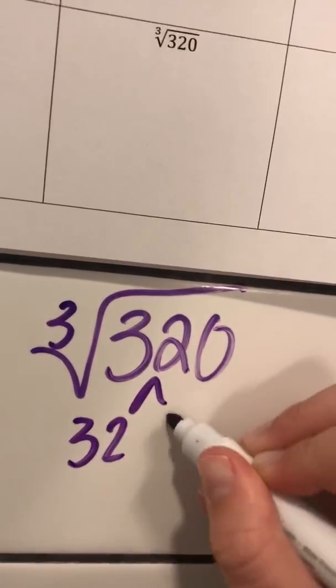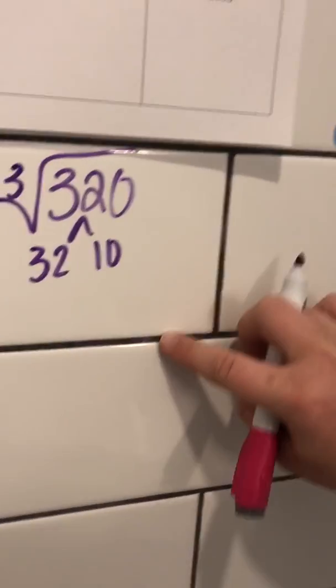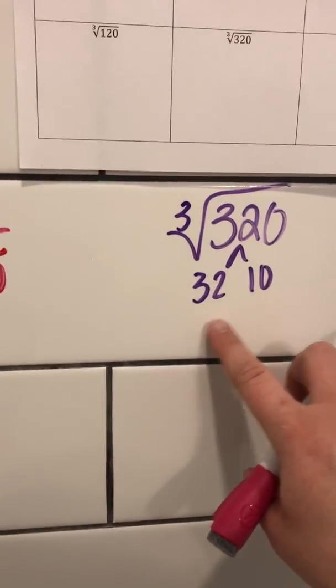I'm going to do 32 and 10. If you break it down differently, that's okay. You should end up with the same circles or the same leaves at the bottom of your factor tree. So I have 32 and 10.